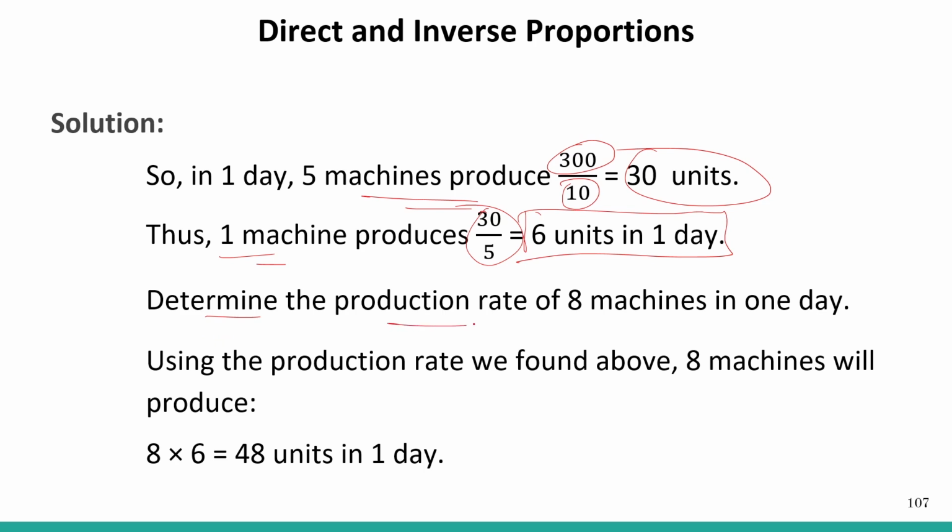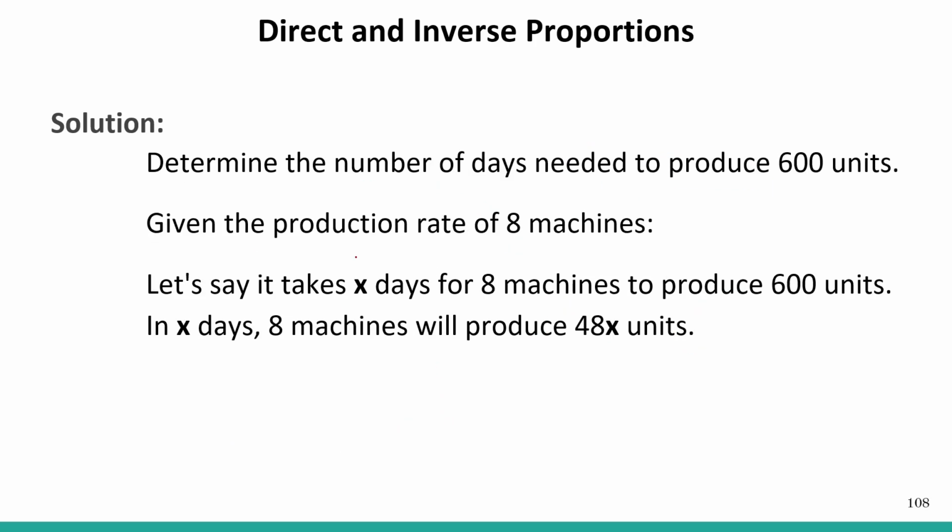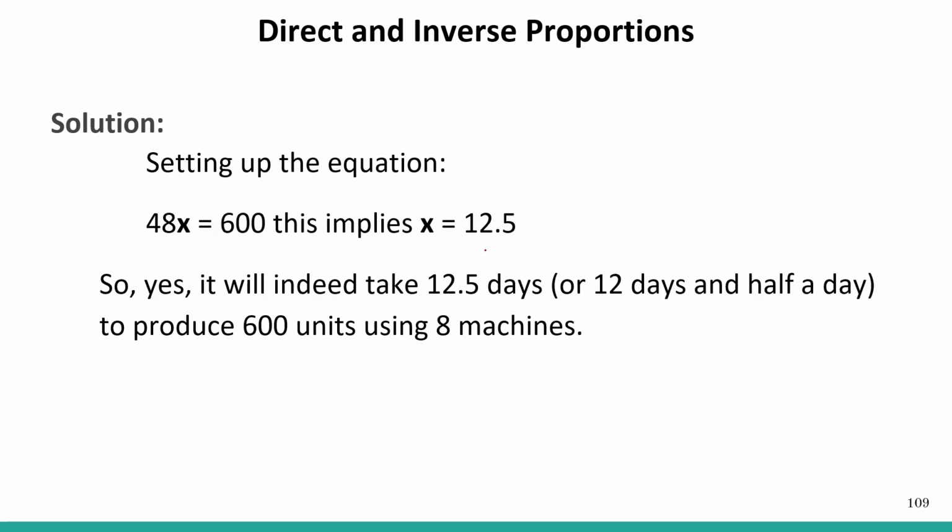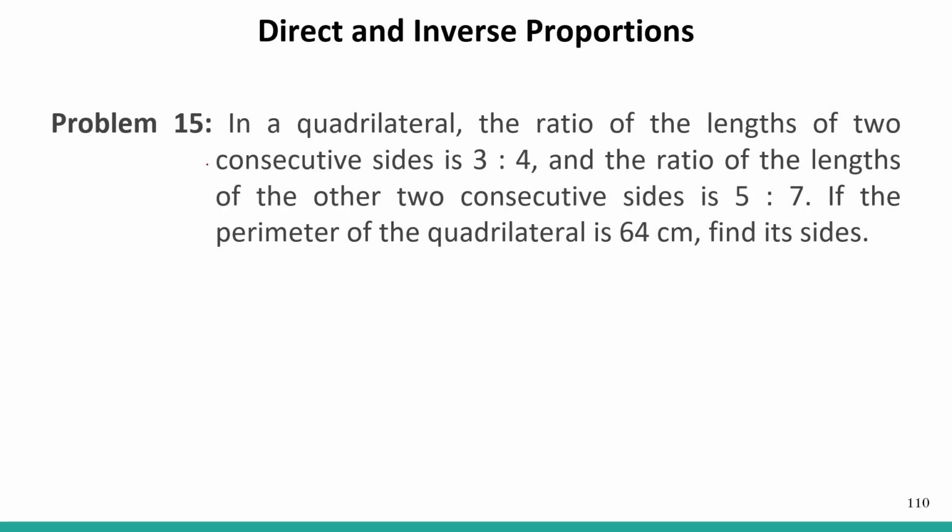So determining the production rate of 8 machines in 1 day using the production rate we found above. So 8 machines will be producing how much? 8 into 6, that is equal to 48 units in 1 day, right? So determine the number of days needed to produce 600 units given the production rate of 8 machines. So it will take X days for 8 machines to produce 600 units. So it will be 12.5. Okay. So let's see problem number 15.